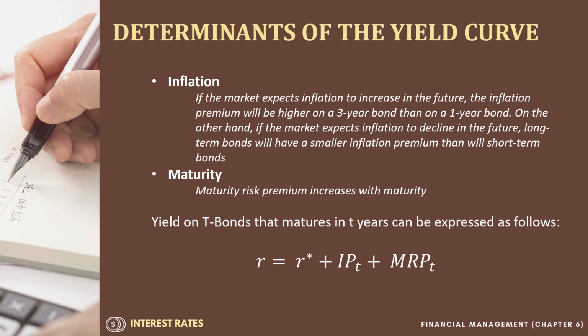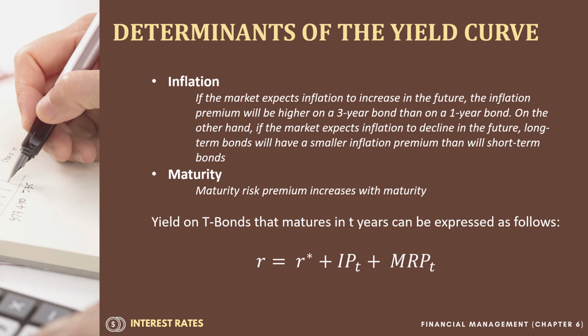Now we also have the determinants of the yield curve. First is inflation: if the market expects inflation to increase in the future, the inflation premium will be higher on a 3-year bond than a 1-year bond. On the other hand, if the market expects inflation to decline in the future, a long-term bond will have a smaller inflation premium than a short-term bond. The second determinant is the maturity risk premium, which also increases with maturity. So the longer the maturity, the higher the maturity risk premium is.